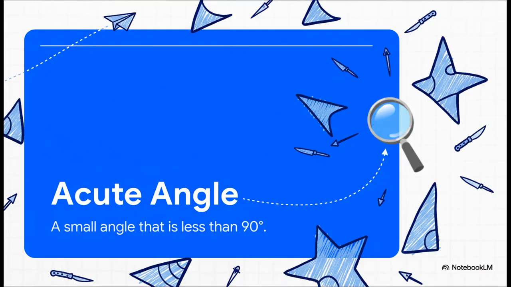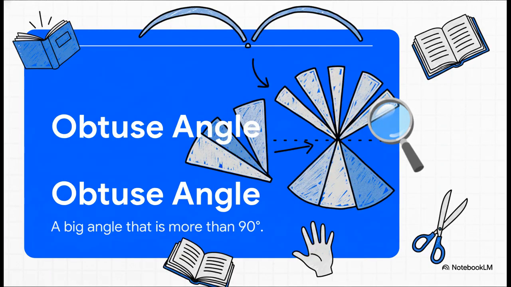Next up is the acute angle. A kind of easy way to remember this one is that acute things are often small and sharp. So an acute angle is any angle that's smaller than a 90-degree right angle. Just think of a sharp, pointy shape. And on the flip side, we have the obtuse angle. So if acute is small, well, obtuse is big. It's any angle that's wider or larger than a 90-degree right angle. Think of something opening up really wide.